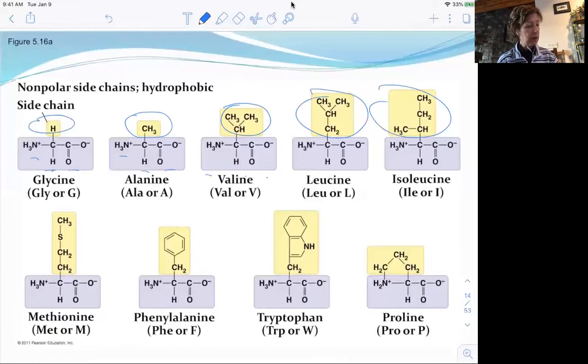A couple things to point out here. Methionine has a sulfur atom in it, and phenylalanine, this is a benzene ring with a methyl group. And then this is called an indole group. And then this group on proline is interesting because the side chain is bound both to the central carbon and to this amine group. So this is the only amino acid that has that particular shape to it.